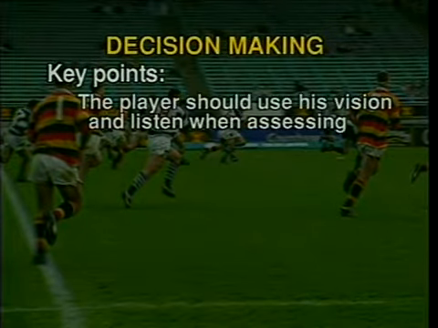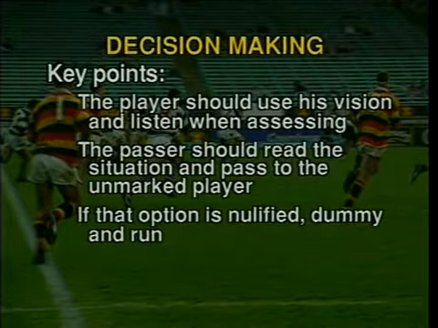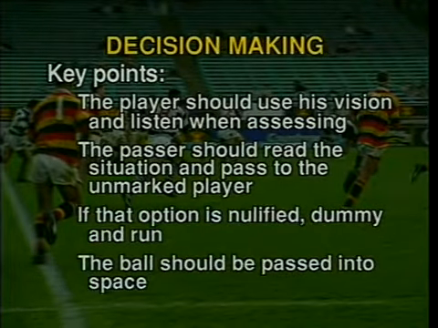The player with the ball should always use his vision and listen to other players when assessing his options. The passer should read the situation and pass to the unmarked player. If that option is nullified, dummy and run. The ball should be passed into space.